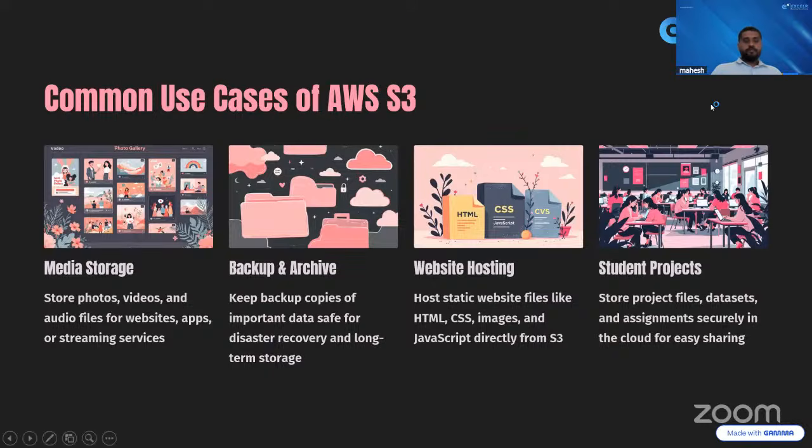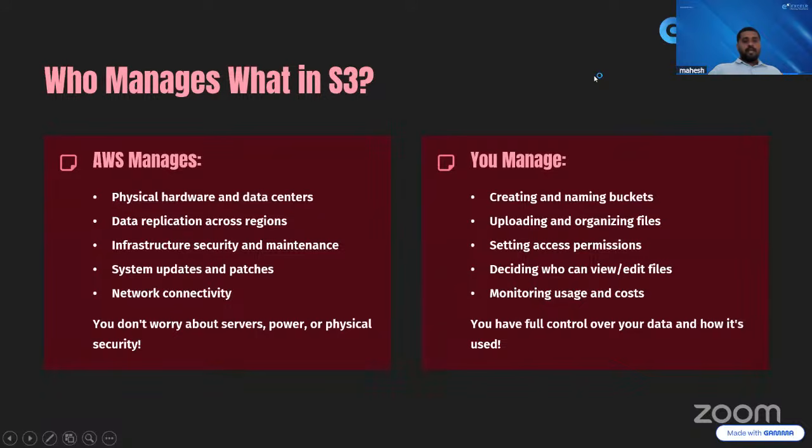Hope it is clear. So what are the different things that AWS manages and what are the different things that you manage? AWS is responsible for managing physical hardware and data replication across regions. Your data will be completely replicated if you choose the replication strategy. Infrastructure security and maintenance: we'll be worrying about the infrastructure, the security and the maintenance. System updates and patches, and network connectivity as well, the entire things will be managed by the cloud provider from their side.